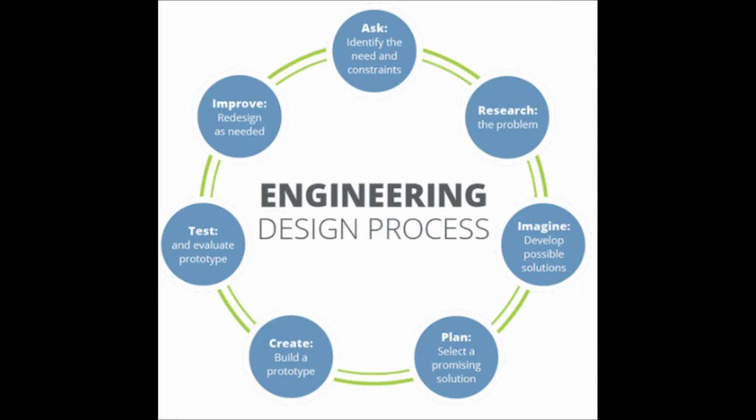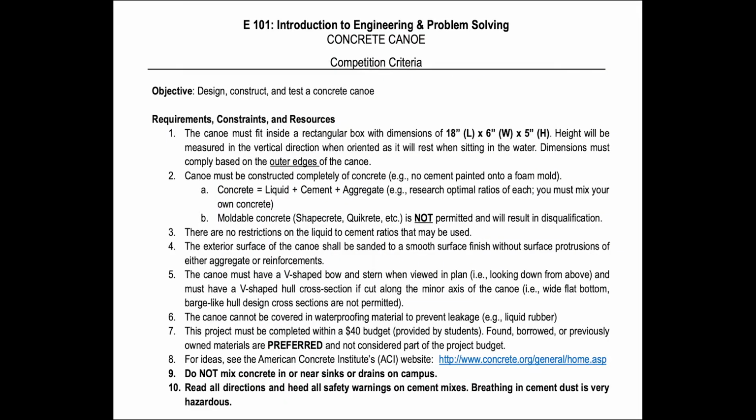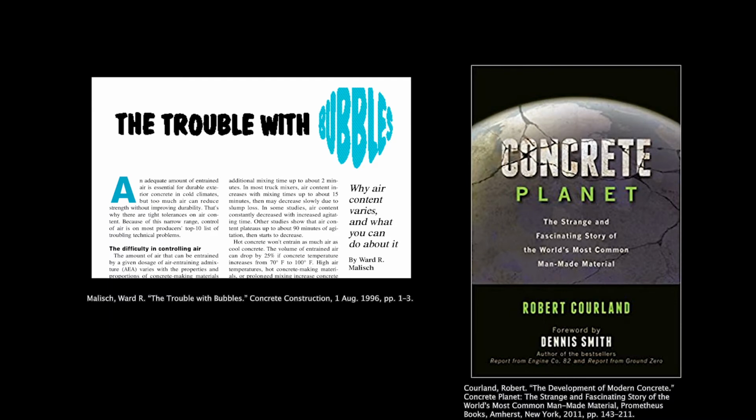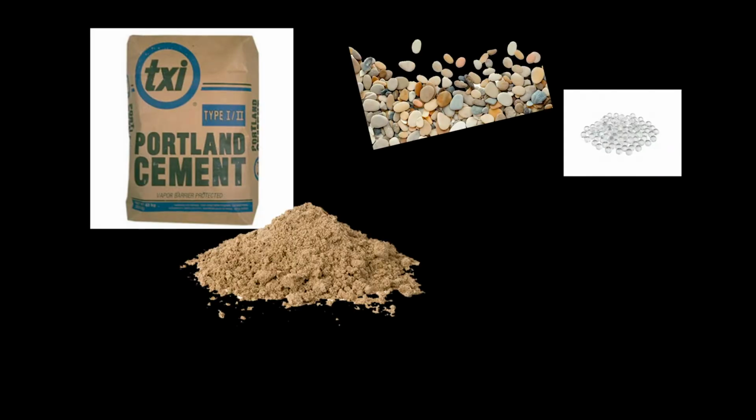In order to ensure that our canoe was as great as possible, we implemented the engineering design process. Of course, we were asked the question, how do you make a canoe out of concrete? It was fairly difficult to handle, but of course we started with researching. We consulted many different scholarly sources, including a book about the history of concrete. And we learned that concrete is a fairly simple substance. It's composed of three things: cement, sand, and aggregate.